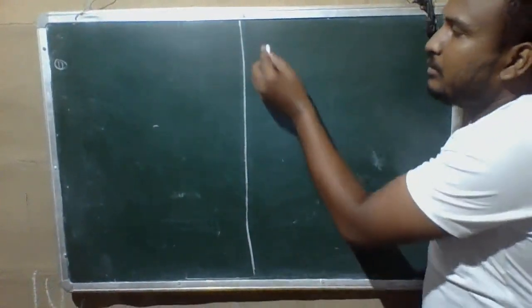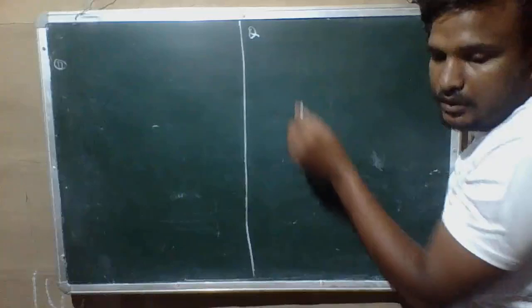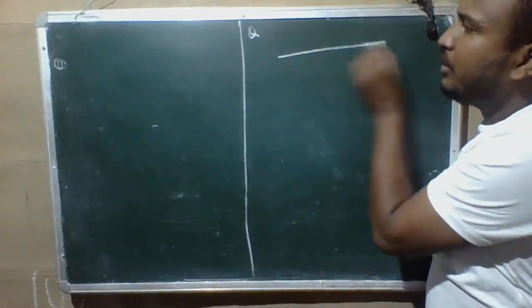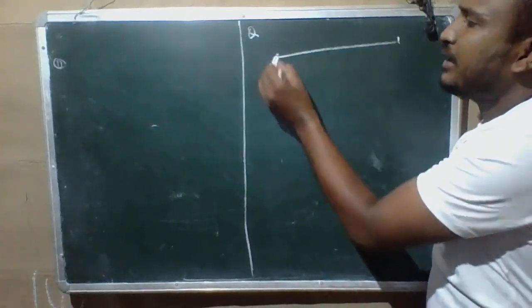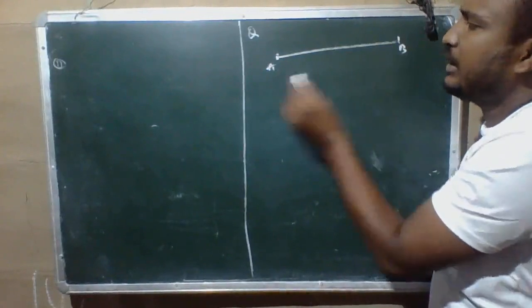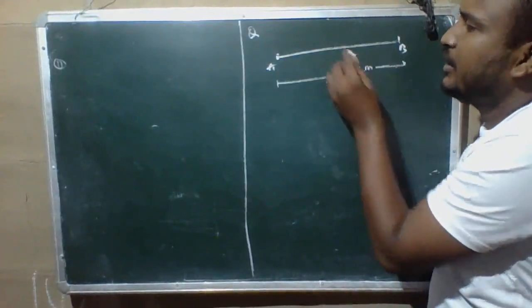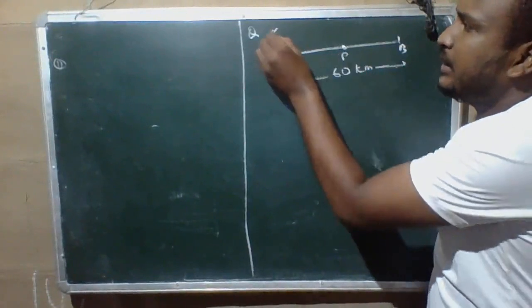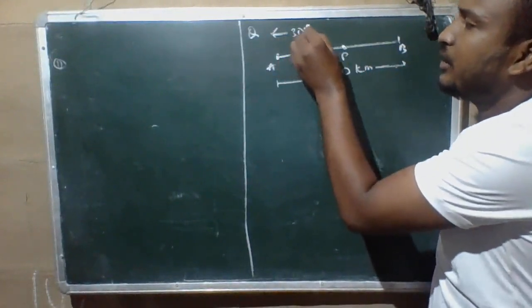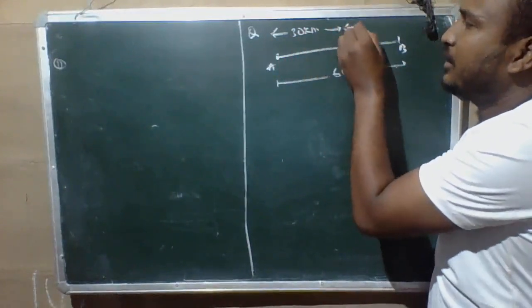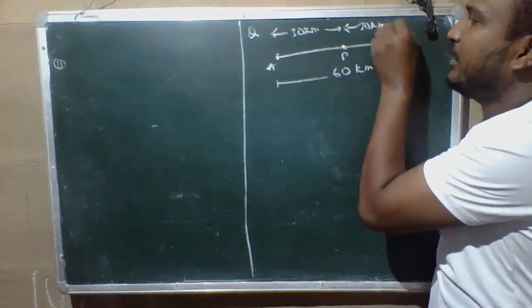Now the question is there, the solution will do. On a 60 km track, a track is there, A to B. What is the length of this track? It is nothing but 60 km. So at the point P, this will be 30 km, and this will also be 30 km in the middle.